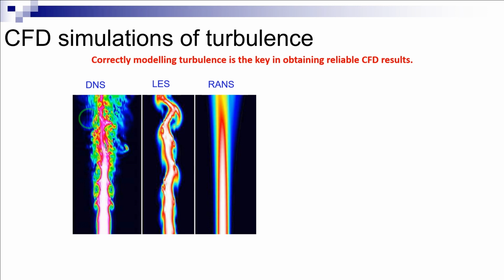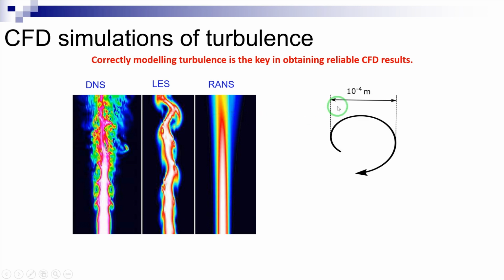Here I'm going to give you an example to have an idea about the computational cost of a DNS simulation. A typical flow domain of 0.1 by 0.1 meters with a high Reynolds number turbulent flow might contain eddies down to 10 to 100 micrometers. Let's put it into context.